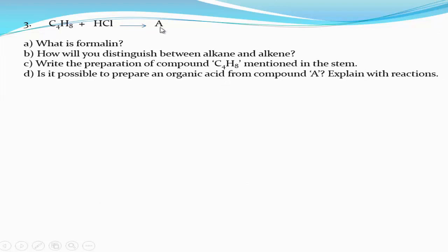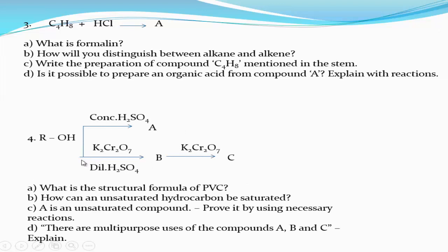How? At first, butyl chloride reacts with sodium hydroxide, and butanol is produced. Then that butanol reacts with potassium dichromate and sulfuric acid, and butanal is produced, and finally butanoic acid is produced.